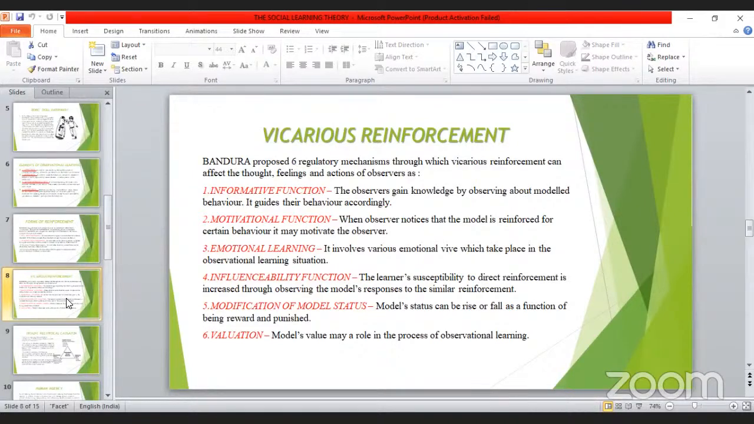Next is the motivational function. How can the motivational function emerge? If the observer notices that the model is reinforced for a certain behavior, then the observer will be motivated to perform that behavior.